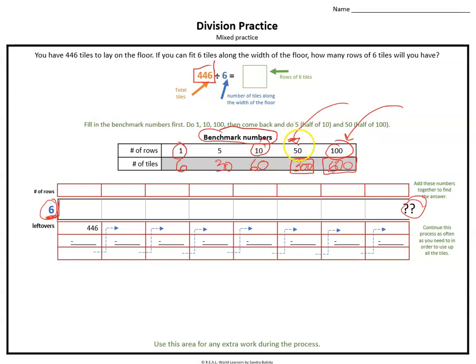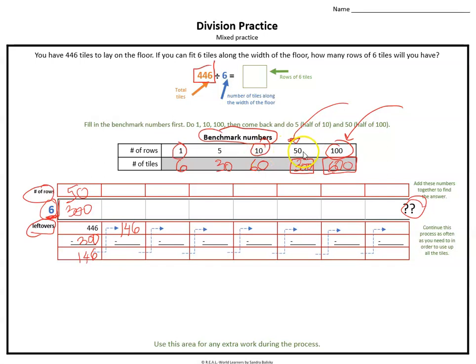So I'm going to say we're going to lay 50 rows. So number of rows, my first attempt here is to lay 50 rows. That gives me 300 tiles. Okay, now we did a good job. We've laid 300 of the 446 tiles. So we want to see what's left. So here is our leftovers. I started you off here with 446. That's the starting point. We laid 300 of those tiles. So then you subtract: 6, 4, 1. So there are 146 tiles left. Okay, back to the benchmark list.